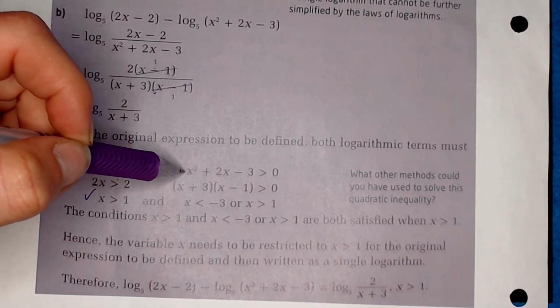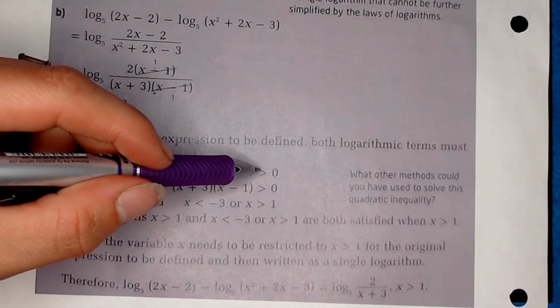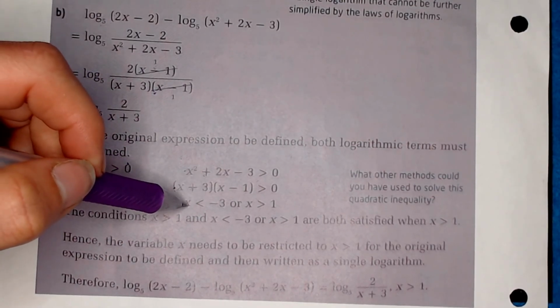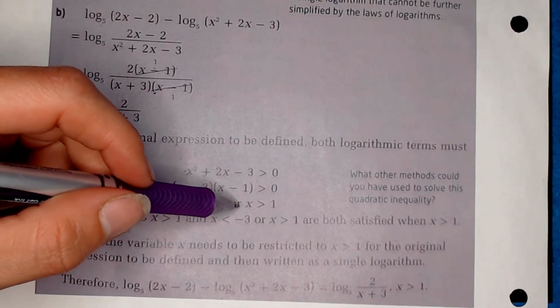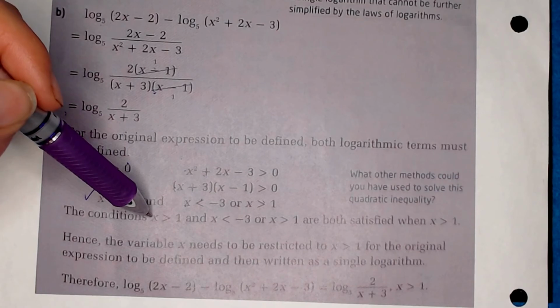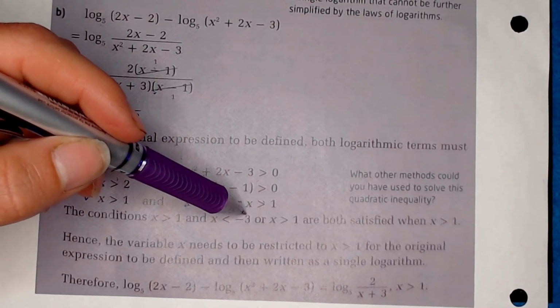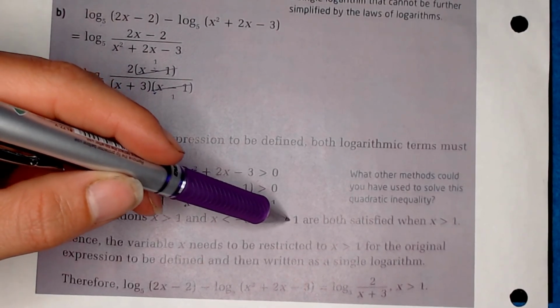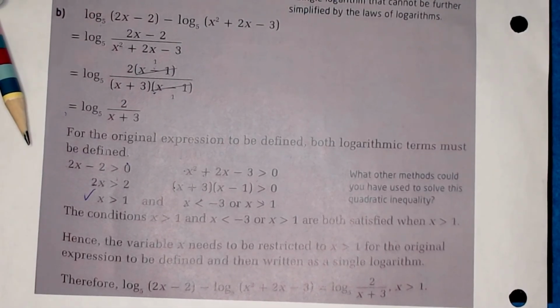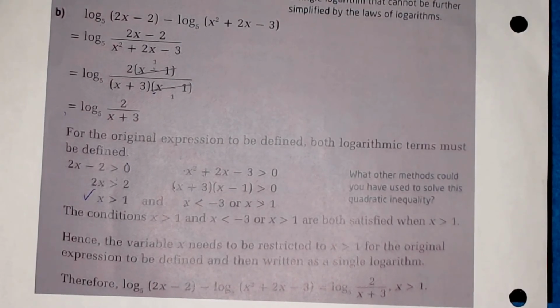And the second logarithm, x squared plus 2x minus 3, is greater than 0. Break it down into its components, and therefore we get x is less than negative 3 or x is greater than 1. So the conditions x is greater than 1 and x is less than minus 3 or x is greater than 1 are both satisfied when x is greater than 1. This means that x needs to be restricted to x is greater than 1, and you create that vertical asymptote if you were to be graphing it.